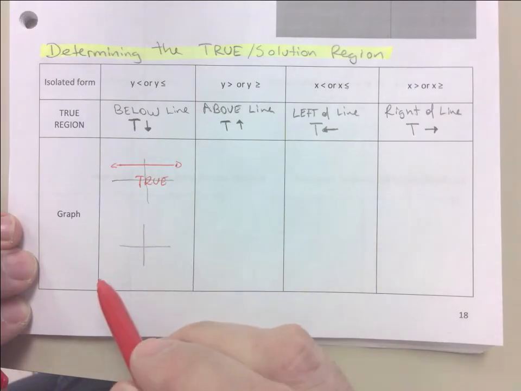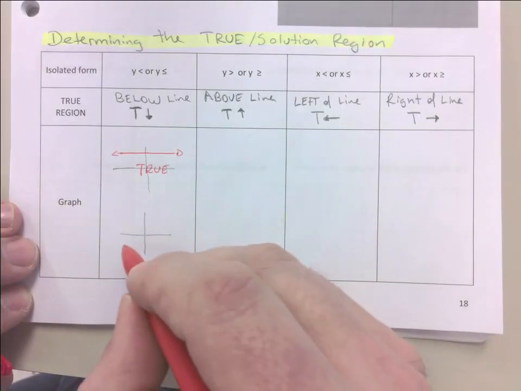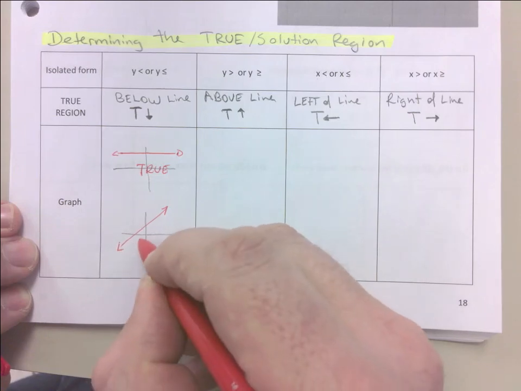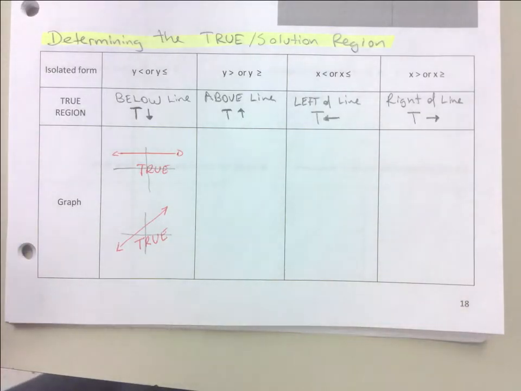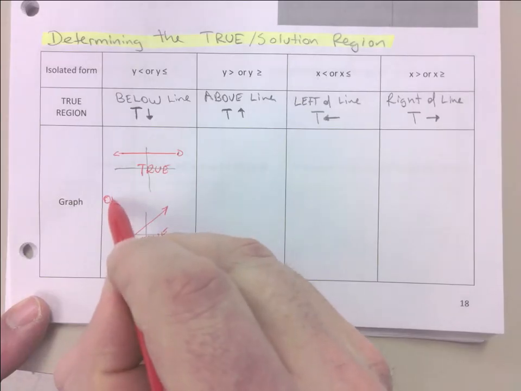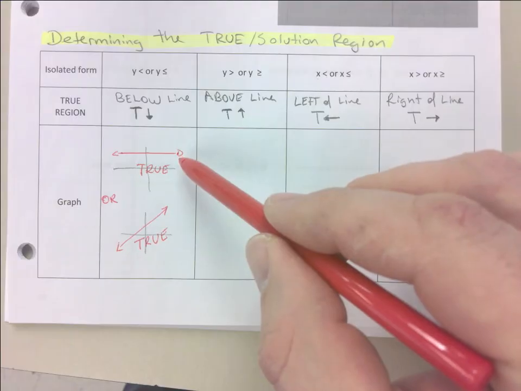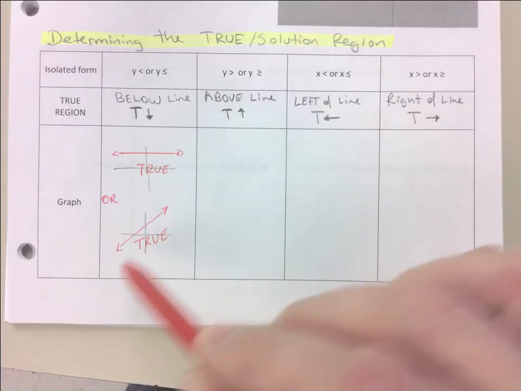If you have y and x, then it could go this way or this way. It's a diagonal line. True is below. When it's y, if it's only y, then you'll have a horizontal line. If it's y and x that you have in your inequality, it's a diagonal line.